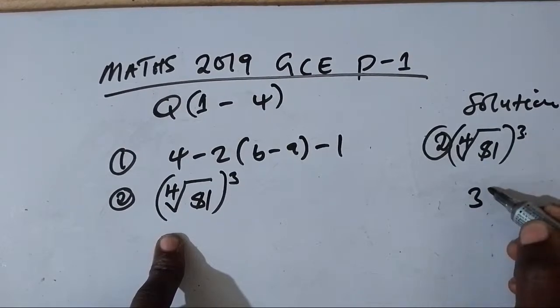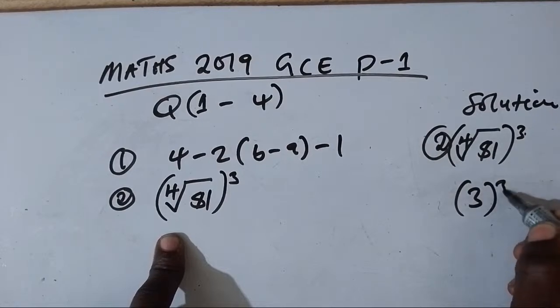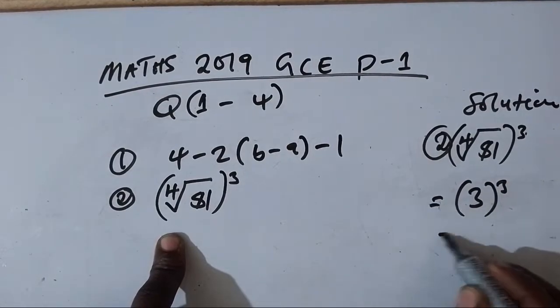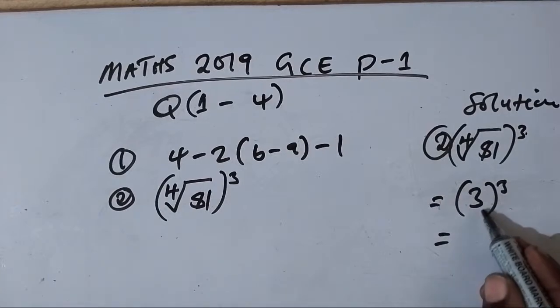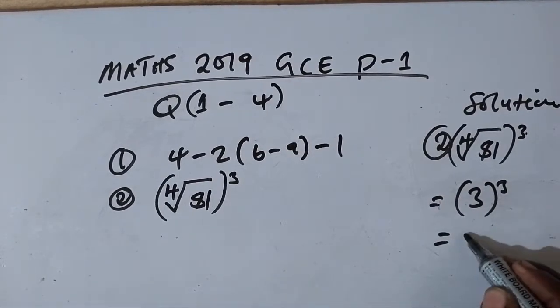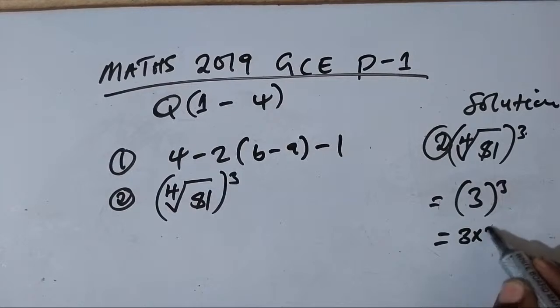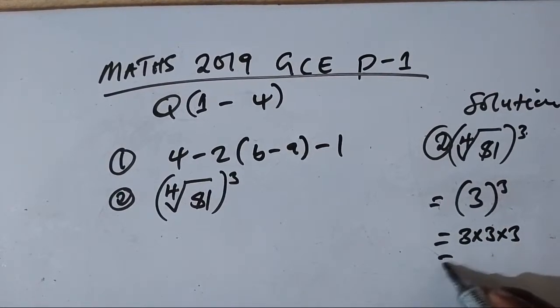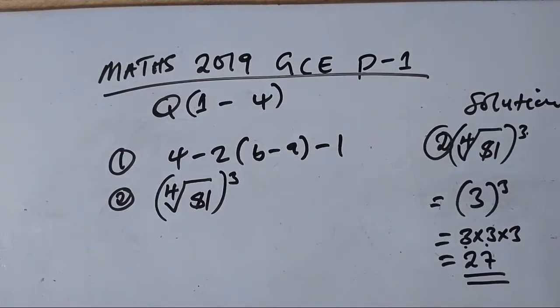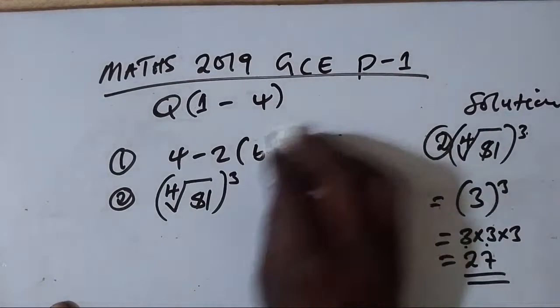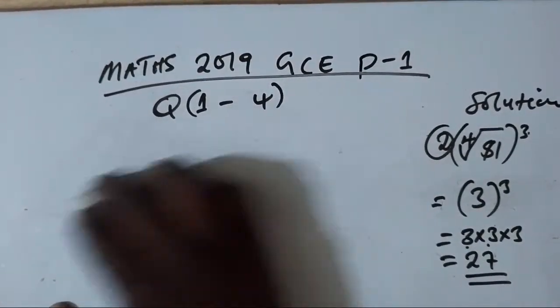Then you take this power which we have here, cubed. You take this cubed, in which it will be power 3, which will be equal to 3 to the power 3, the same as 3 times 3 times 3, which will be equal to 3 times 3, 9, times 3, 27. So this is our final answer for question 2. Let's try to create a space here.